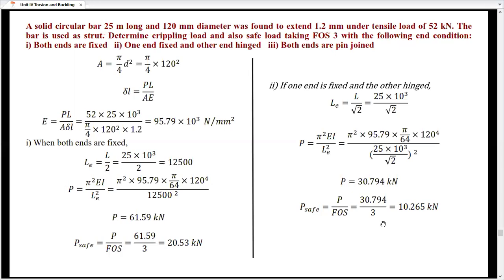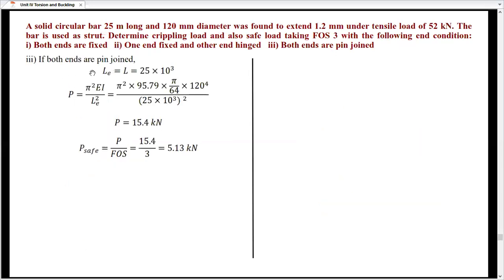Okay. And third condition we have, if both the ends are pin joint, at that time equivalent length is equal to actual length. So we'll get that crippling load pi square EI upon L square. That load will be 15.4 kilonewton, and safest load will be crippling load upon factor of safety, that is 15.4 upon 3, that is 5.13 kilonewton.